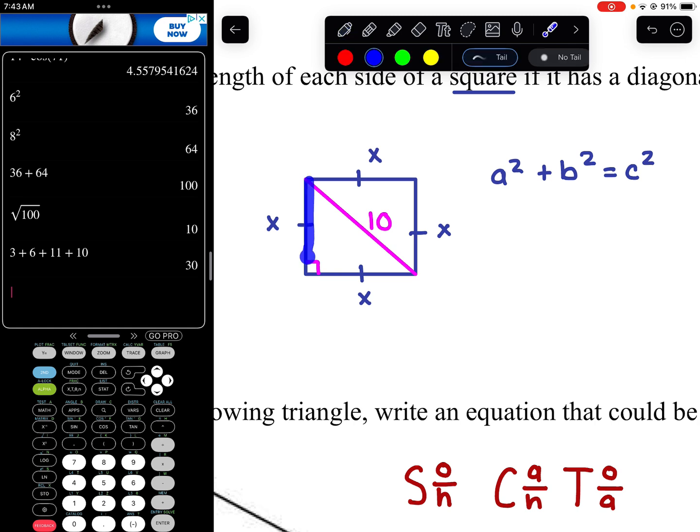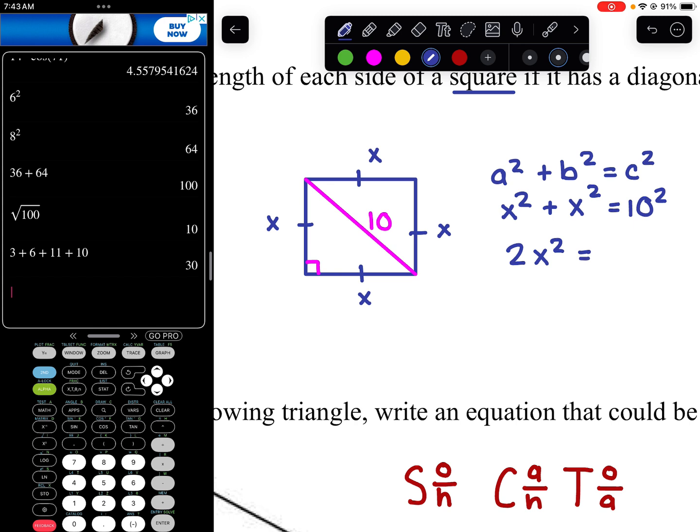Focusing on this right triangle, C is your hypotenuse. C is the side across from the right angle. Across from your right angle is your diagonal of 10. And so let's go ahead and replace A and B with x. x squared plus x squared. I drew that diagonal inside. Well, x squared plus x squared gives you 2 of them, 2x squared. And then we can write 10 squared as 100.